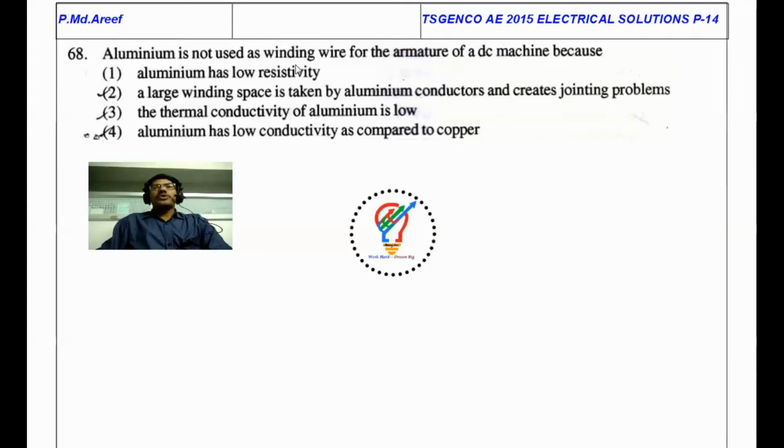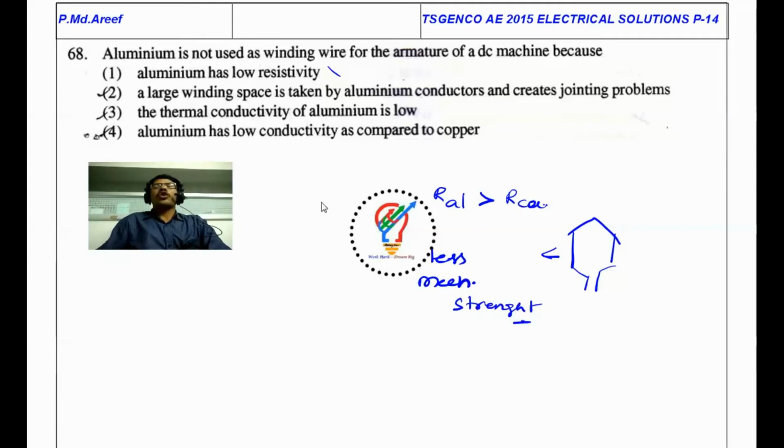Next question, again a very simple question from machines. Aluminum is not used as a winding for the armature of a DC machine because of these reasons. Aluminum has a low resistivity is wrong, since the resistivity of aluminum is greater than that of copper. Larger winding space is taken by aluminum conductors and it creates jointing problems, so when winding aluminum wires it will create some jointing problems. That means it has less mechanical strength compared to copper. That is a true reason.